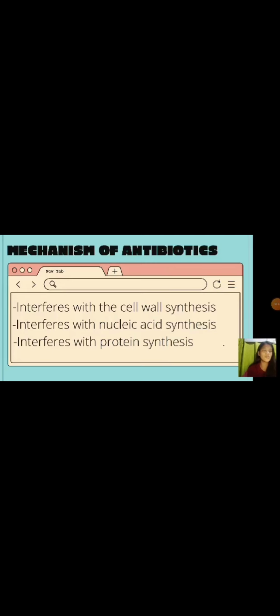There are major mechanisms of antibiotics. Some interfere with cell wall synthesis, some interfere with nucleic acid synthesis, and some interfere with protein synthesis. Inhibition of cell wall synthesis includes the beta-lactams, which are broadly broken down into penicillins, cephalosporins, carbapenems, and monobactams. This category also includes vancomycin, daptomycin, and the polypeptides.